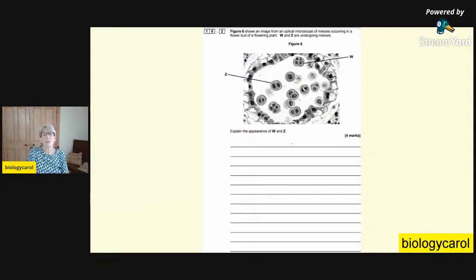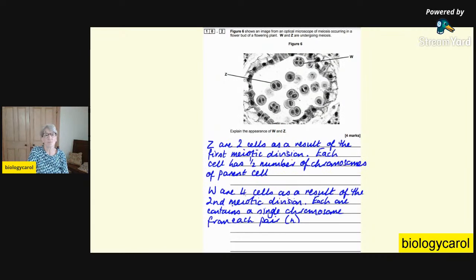Okay, this shows an image from an optical microscope showing a flower bud, and W and Z are undergoing meiosis. So we can see 4 cells in W and 2 cells in Z. Explain the appearance. So I have assumed that Z is 2 cells because it's the result of the first meiotic division. But I have noticed that this is a 4-mark question, so I can't just finish my answer there. I've got to add some more detail.